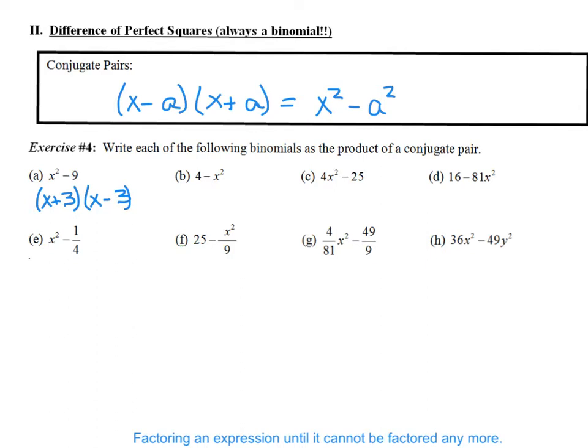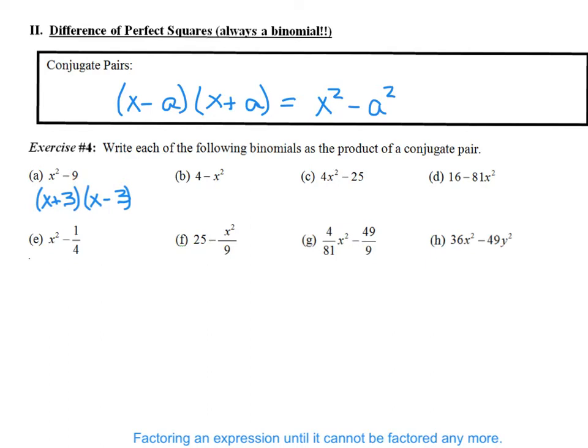Now in order to check this, you would have to use double distribution or FOIL to remultiply it out. So let's just look at one case of that. X times x does give me x squared. The outer terms, negative 3x. The inner terms, positive 3x. Those two cancel. And then finishing off, positive 3 times negative 3 gives us that negative 9.